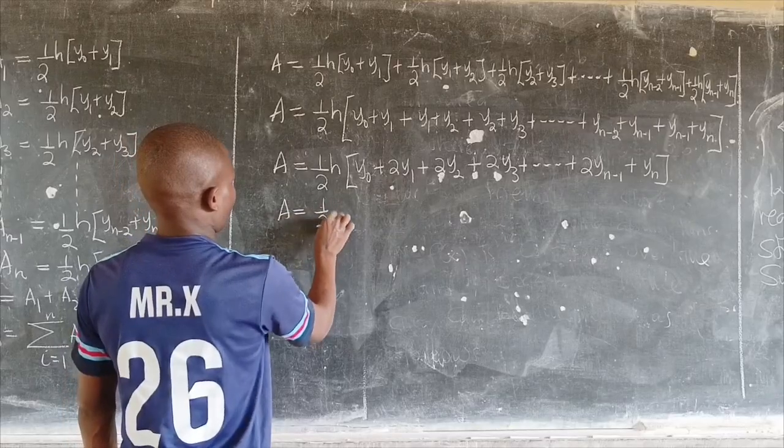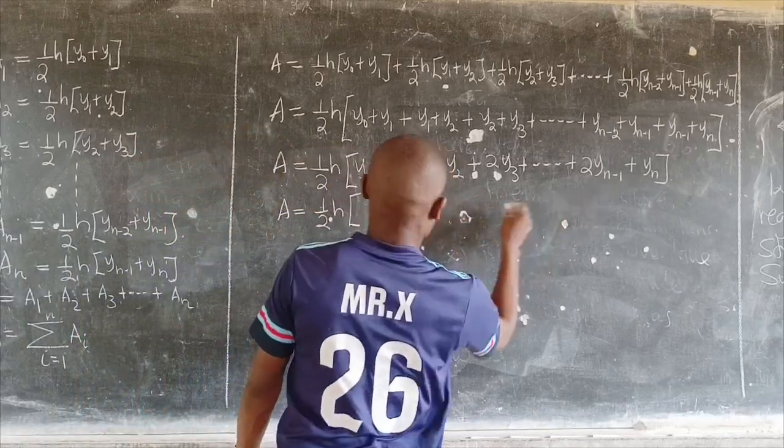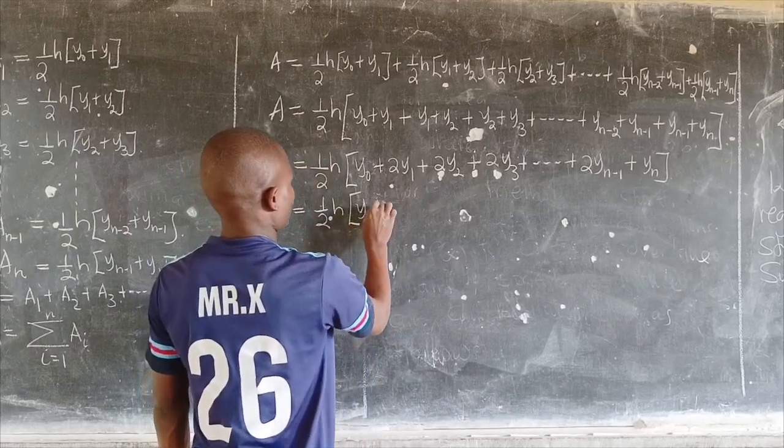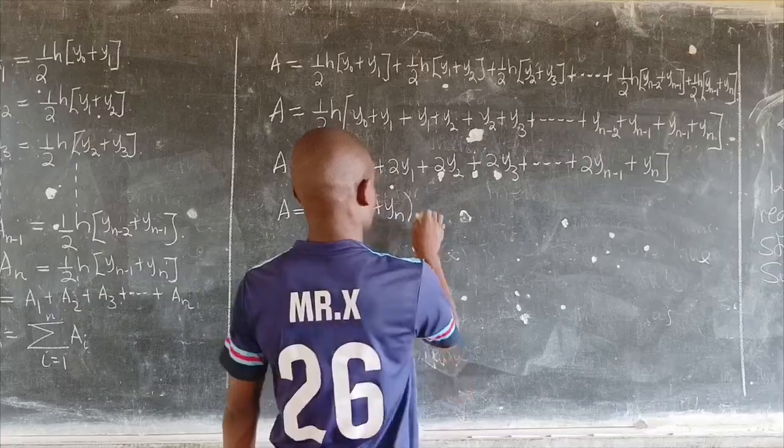Here is going to be a half h into, I believe this one I can combine with that, and we have here y naught plus yn, because we have only one yn.